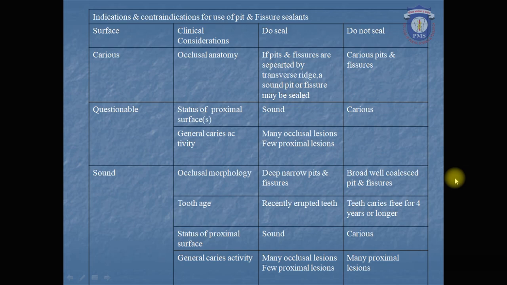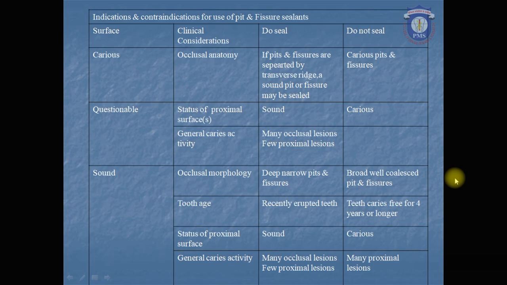These are the indications and contraindications for the use of pit and fissure sealants. You have to understand when you can seal and when you should not seal. When the surface is carious, the clinical consideration is the occlusal anatomy. Do seal if pits and fissures are separated by a transverse ridge. A sound pit or fissure may be sealed. Do not seal if the carious pit and fissures are questionable, that is clinical conditions, status of proximal surfaces, general caries activity, and do seal if there are many occlusal lesions and few proximal lesions.